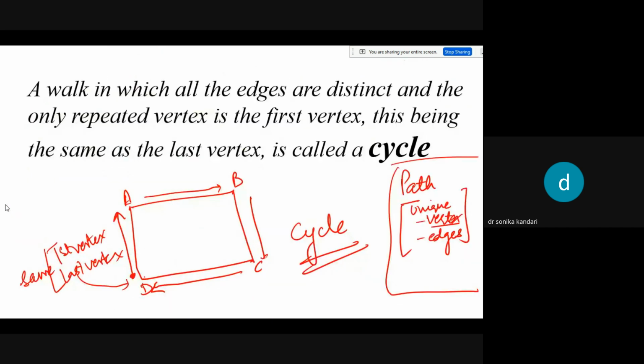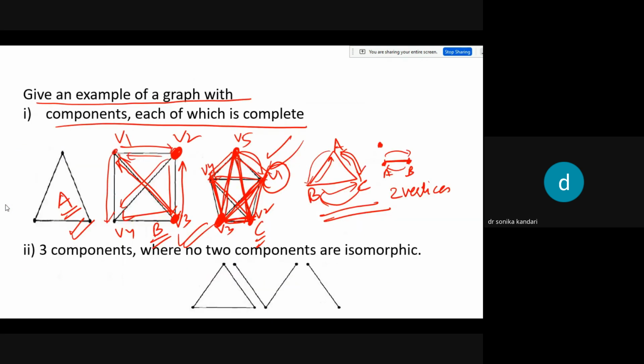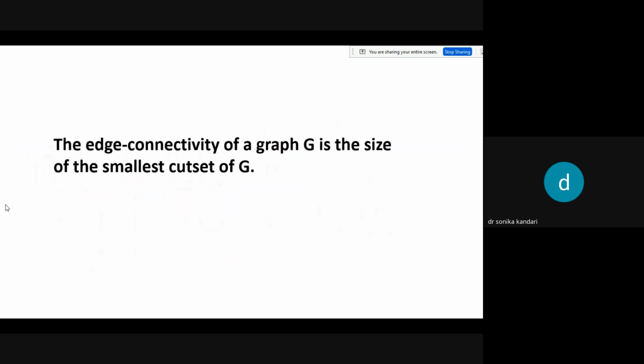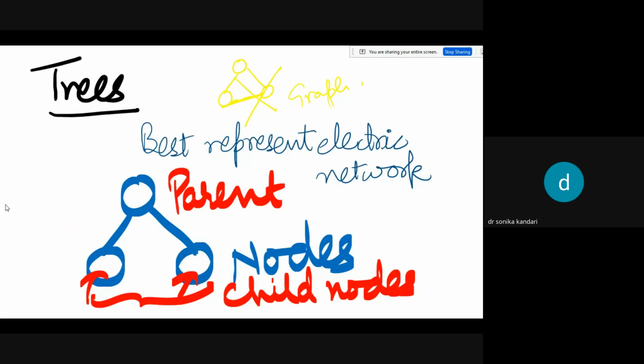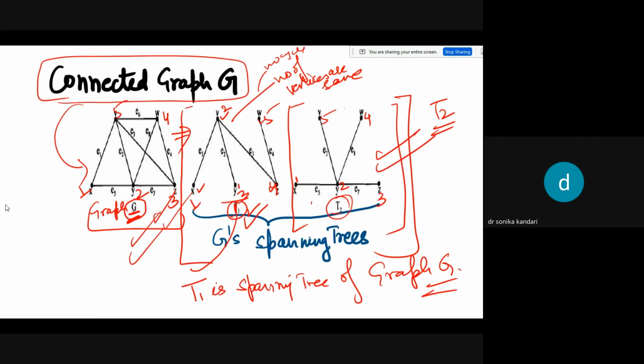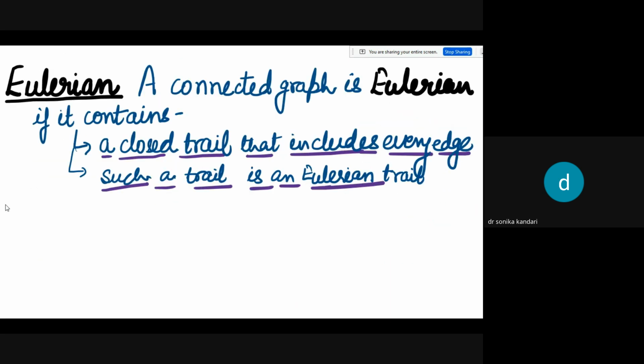Complete graph, bipartite graph, trees, forest, spanning tree. Fine. Now coming on to Eulerian. My screen is visible to all of you? Yes, it's visible. Okay.